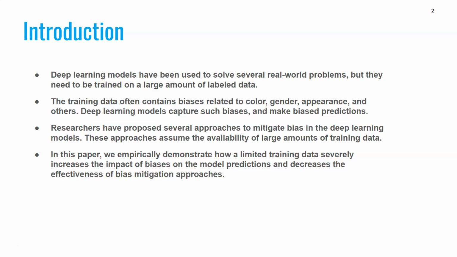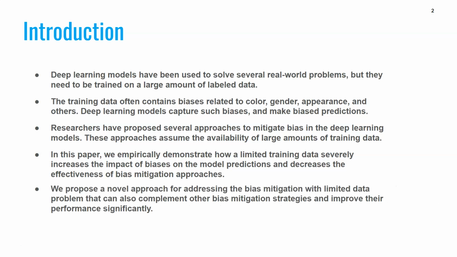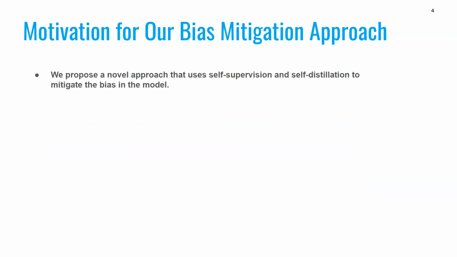In this paper, we empirically demonstrate how limited training data severely increases the impact of biases on the model predictions and decreases the effectiveness of bias mitigation approaches. We propose a novel approach for addressing the bias mitigation with limited data problem that can also complement other bias mitigation strategies and improve their performance significantly.